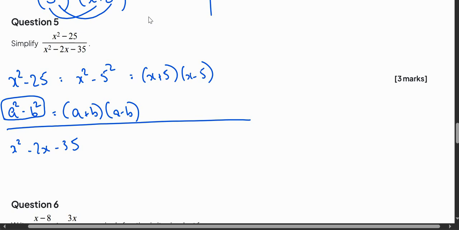This is breaking of the middle term. If you want to do breaking of the middle term, write 35 here. Tell me two numbers that when you multiply you get 35. So it's just 7 and 5. And tell me two numbers that when you add or subtract them you get minus 2. So look, minus 7 plus 5 is minus 2. Minus 7 multiplied by positive 5 is minus 35.